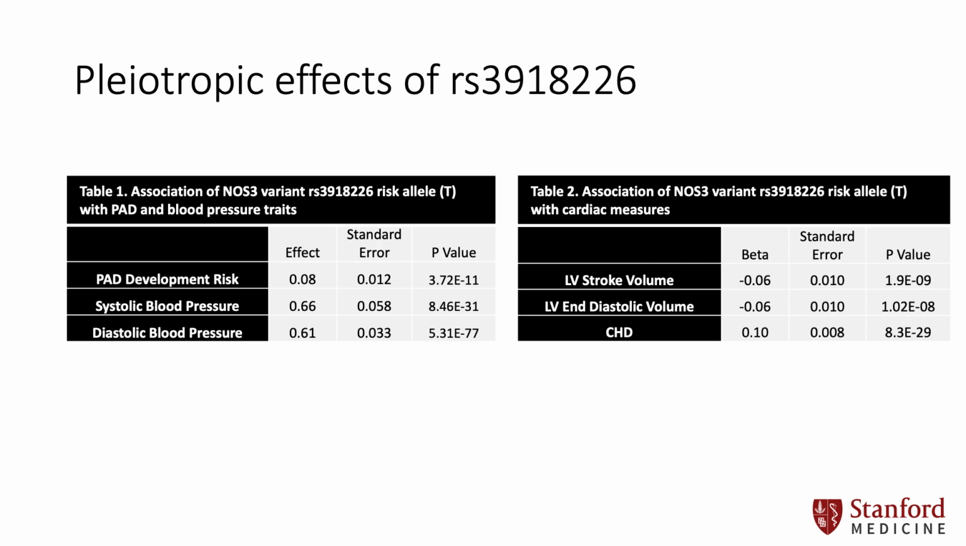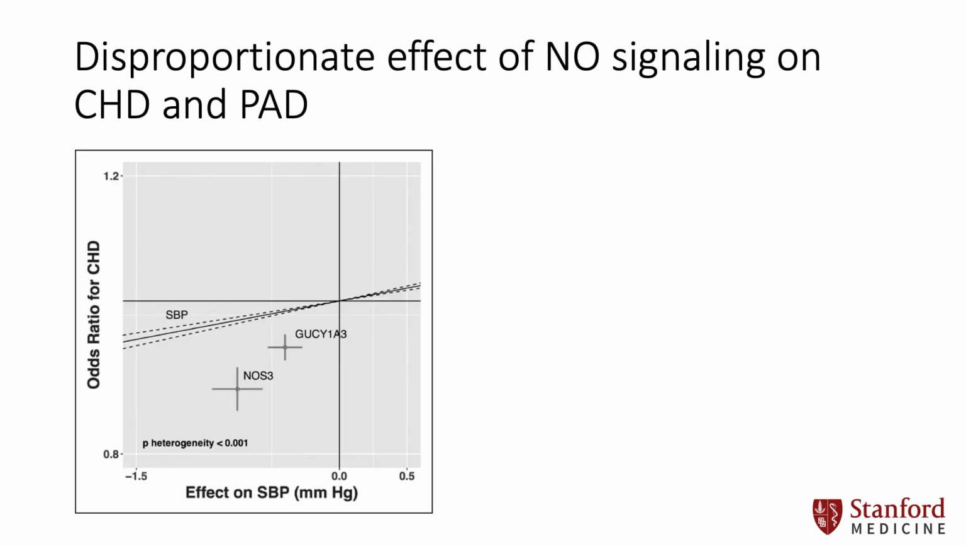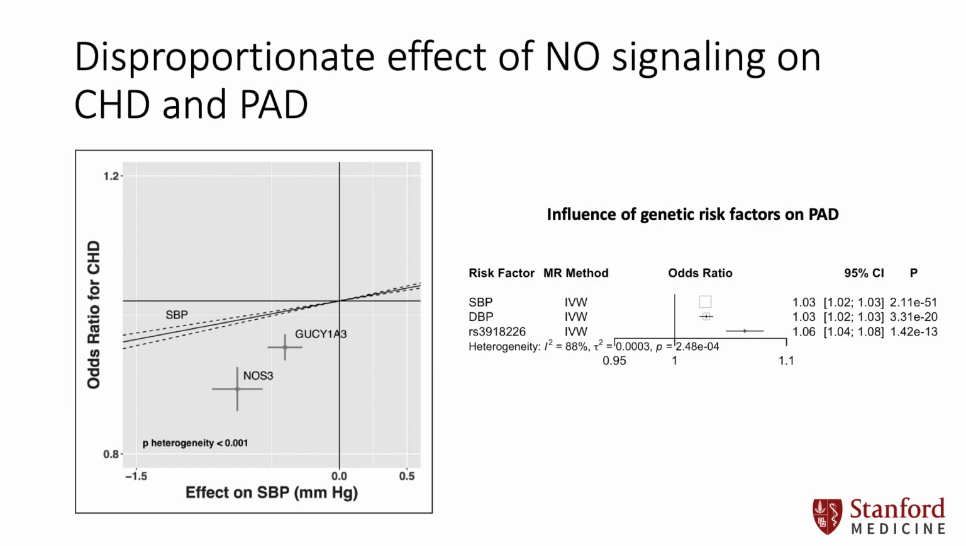So you might ask, is the association just driven by its effect on blood pressure rather than a direct association? We can use Mendelian randomization to address this. And actually, what we can find is that the effect of the risk allele on coronary heart disease is greater than what you would expect if it acted through systolic blood pressure alone. And we can run a similar analysis for peripheral arterial disease where we have a similar result. So these data together suggest that this risk variant is associated with PAD, and it supports the hypothesis that potentially it directly drives development of PAD.